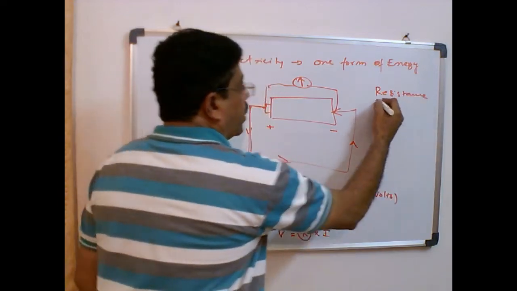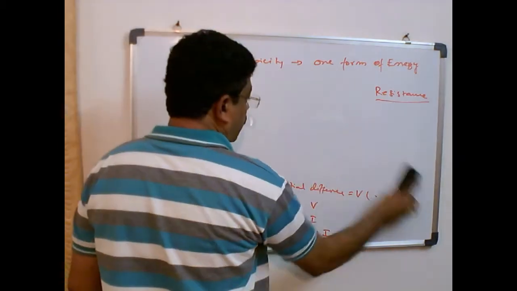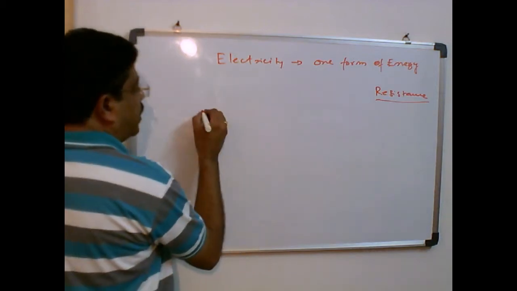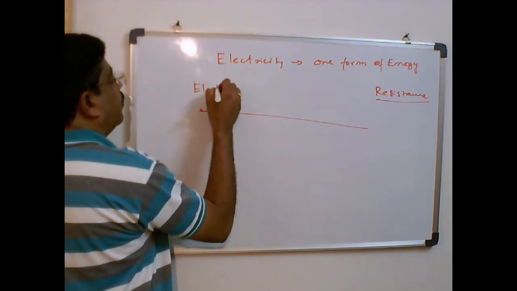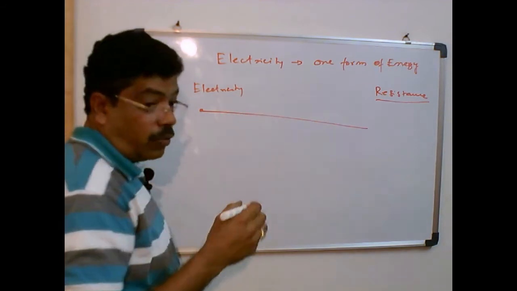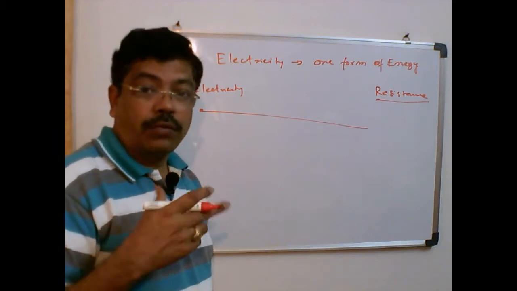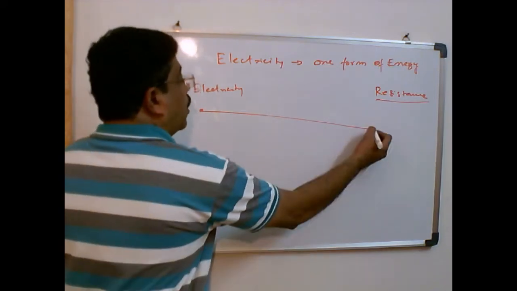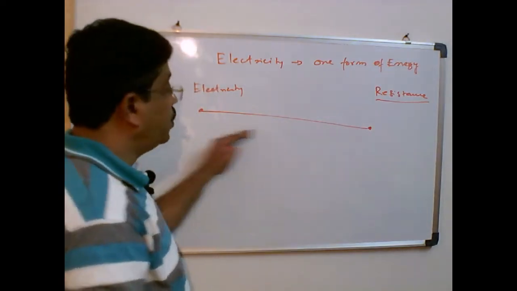We will see what resistance is now. Supposing there is a conductor, and electricity is passing through this conductor. These conductors are mostly metals, maybe copper, silver, aluminum. These three are the most popular, good conductors of electricity.